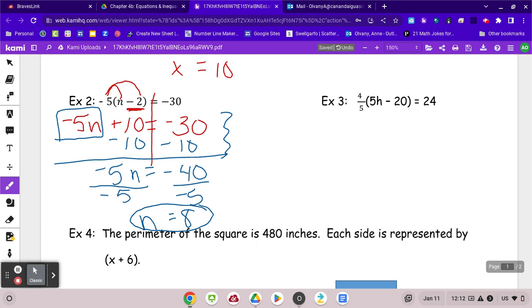Example 3, I see a variable with an equal sign. I'm going to split, and I'm going to distribute 4/5 times 5. It's okay to go ahead and use your calculator for that. You have a calculator that does fractions. You should end up with 4h. And be careful here, we have 4/5 times, that's a negative 20. So this is going to be minus 16.